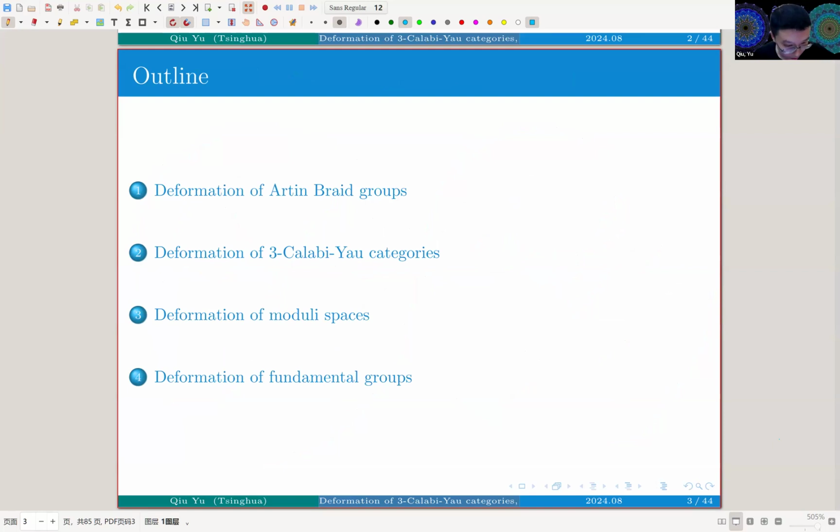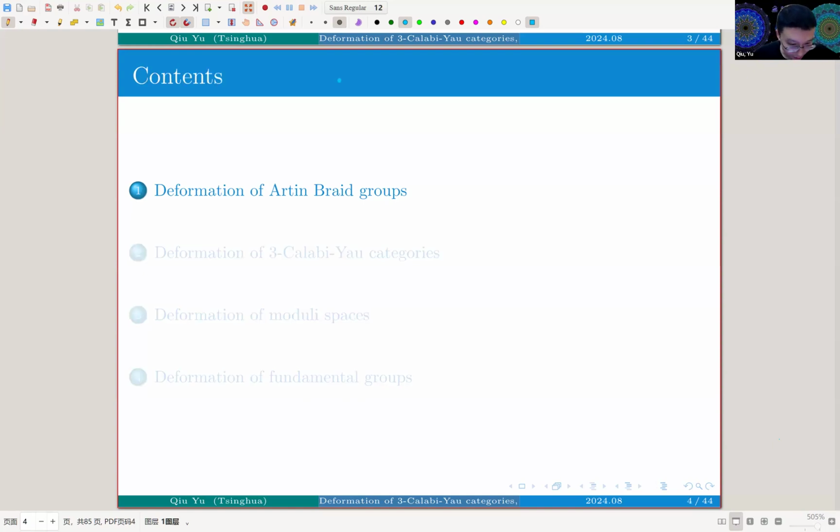So first I will say something about the Artin braid groups, and then I will talk about the corresponding Calabi-Yau category with the symmetry of these Artin braid groups. And then I will talk about moduli spaces from two points of view. One is stability conditions on triangulated categories. The other is the moduli space of quadratic differentials. And finally, I will tell you the calculation of some moduli spaces in terms of Artin braid groups.